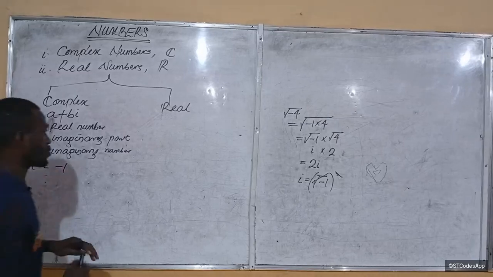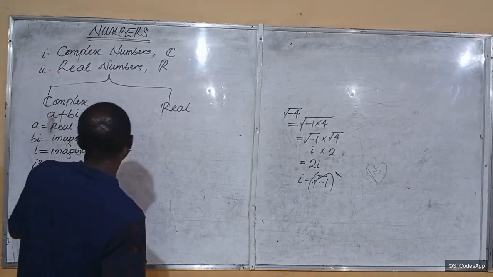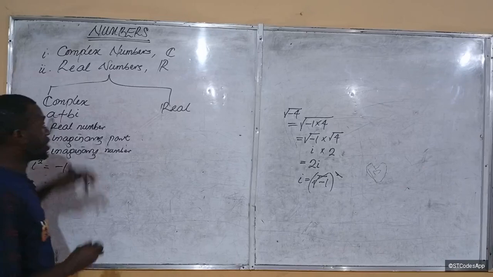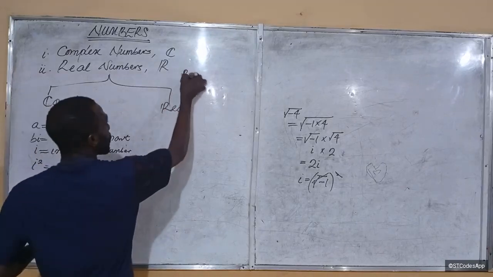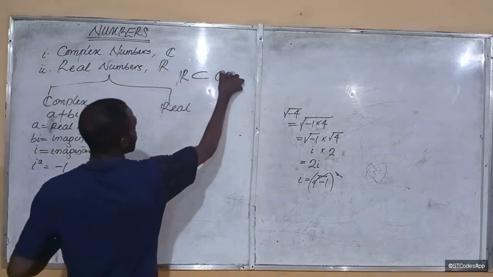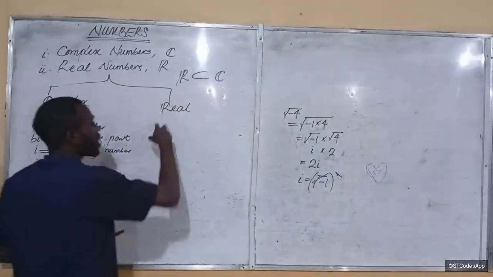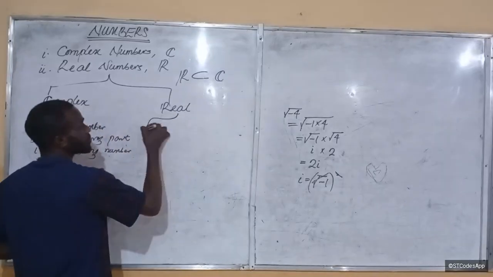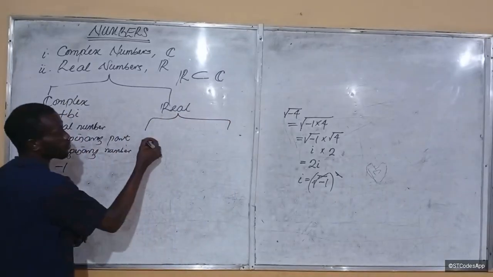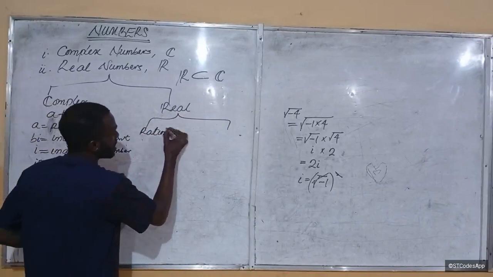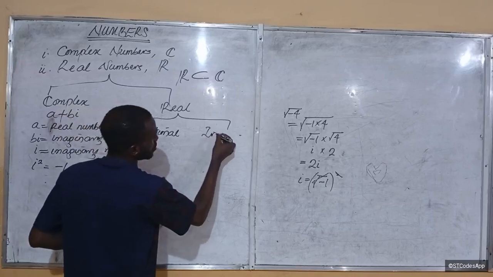No further classification. But I already told you, because this complex number also has real number portions, we say that a real number is a subset of complex number. Does that make sense? Now, what about the real number? Real number is further classified into two broad groups. We have the rational numbers and the irrational numbers.